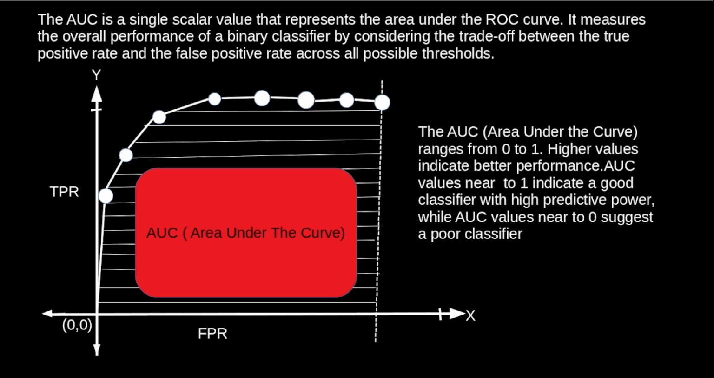The AUC, that is area under the curve, ranges from 0 to 1. Higher values indicate better performance. AUC values near 1 indicate a good classifier with high predictive power, while AUC values near 0 suggest a poor classifier.